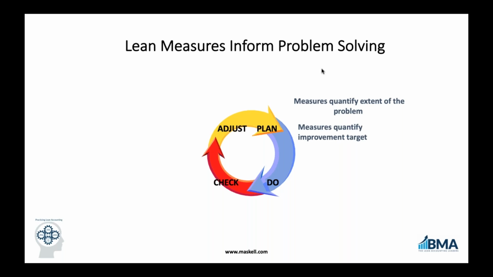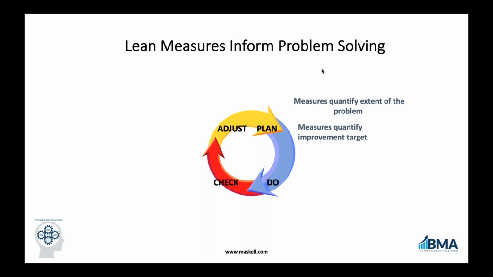So in the plan stage, the performance measures quantify the extent of the problem. Okay, so we have a defect problem. What's the extent of the problem? Well, our defect rate is 47%. All right, now we have a number that we can put on it.